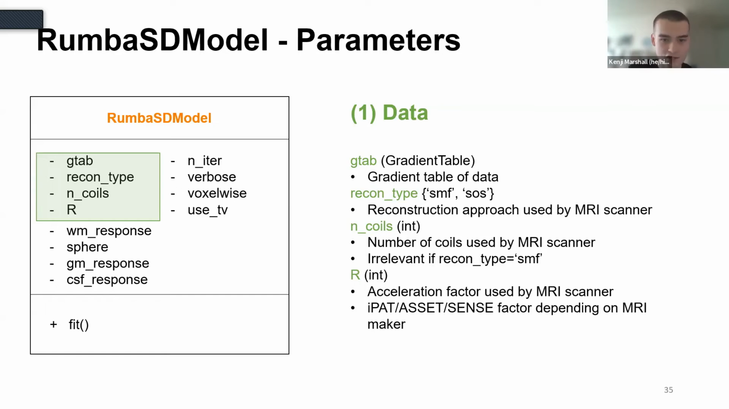The last thing we need to know about your data is whether it's accelerated or not. So we ask for this acceleration factor R. This is not something I touched on in the discussion about noise, but essentially if your data is accelerated, then this can mean it has spatially varying noise. And so we try to account for that in the optimization. The acceleration factor has different names depending on your MRI maker. So look out for terms like iPAT, ASSET, or SENSE when you're trying to identify this.